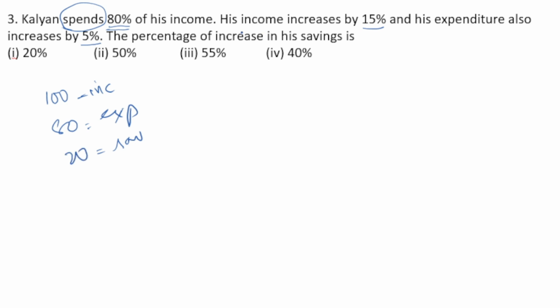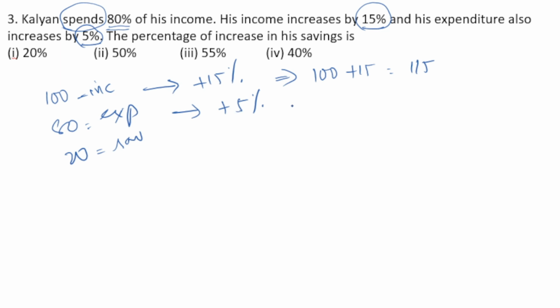It is 20. If his income increases by 15%, 15% of 100 is 15. So here 100 plus 15, new income is 115. And his expenditure also increases by 5%. That means how much? See, 10% is 8 and 5% is 4. So it is increased by 4. It is 80 plus 4, 84. And what are the new savings? It is income minus expenditure. It is 115 minus 84. It is 31. 31 rupees is the new savings.